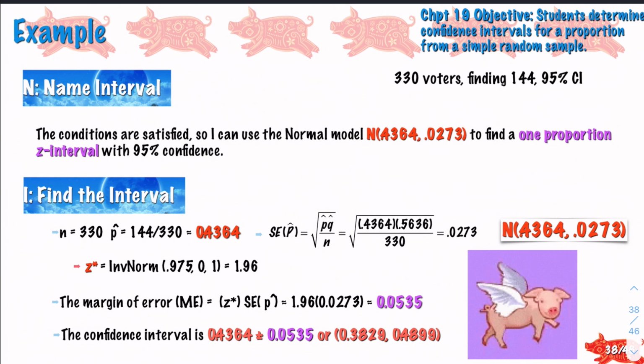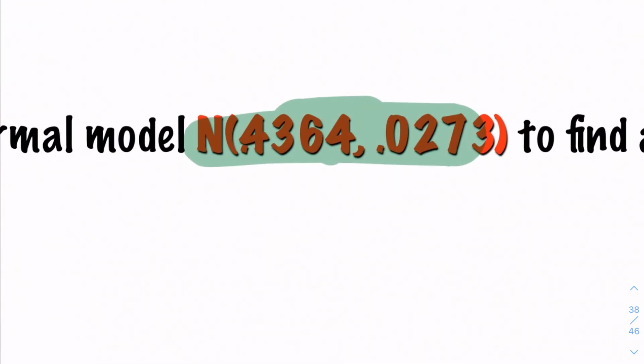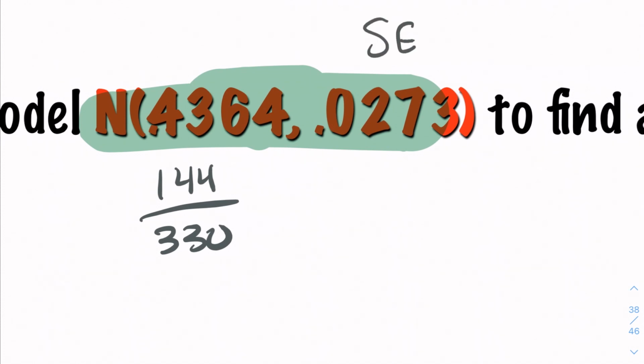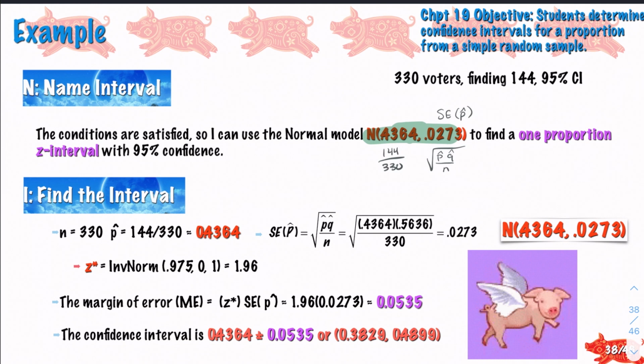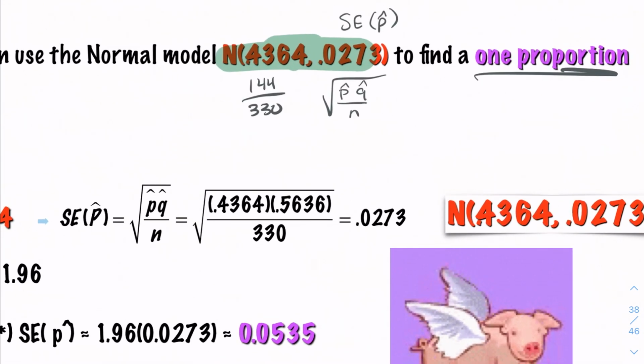The conditions are satisfied, so I can use my normal model with our mean of 0.4364. If you're curious, this is 144 out of 330, with our standard error of our proportion, which is the square root of p hat q hat over n, to find our one proportion z interval with a confidence level of 95%. Now we've got to do the work. So n is 330, p hat is 144 over 330. Our standard error is what we got. That's what we wrote above.